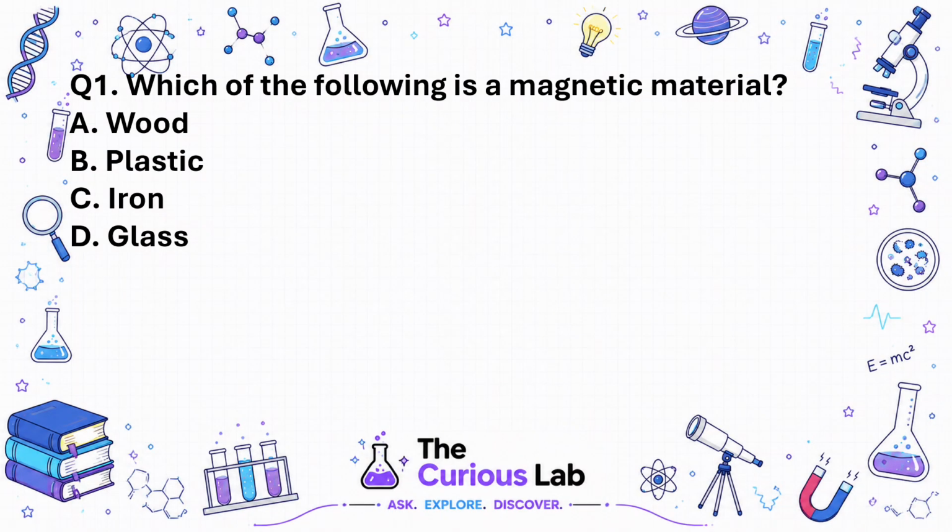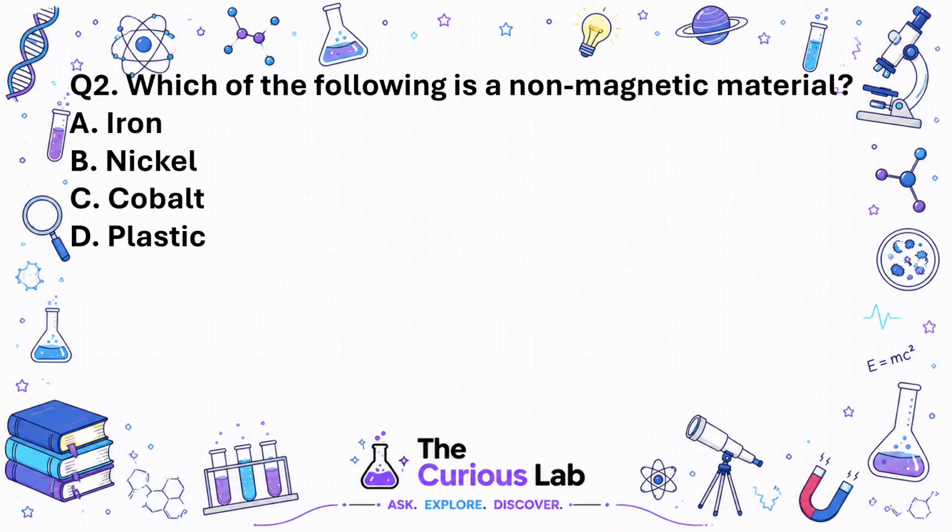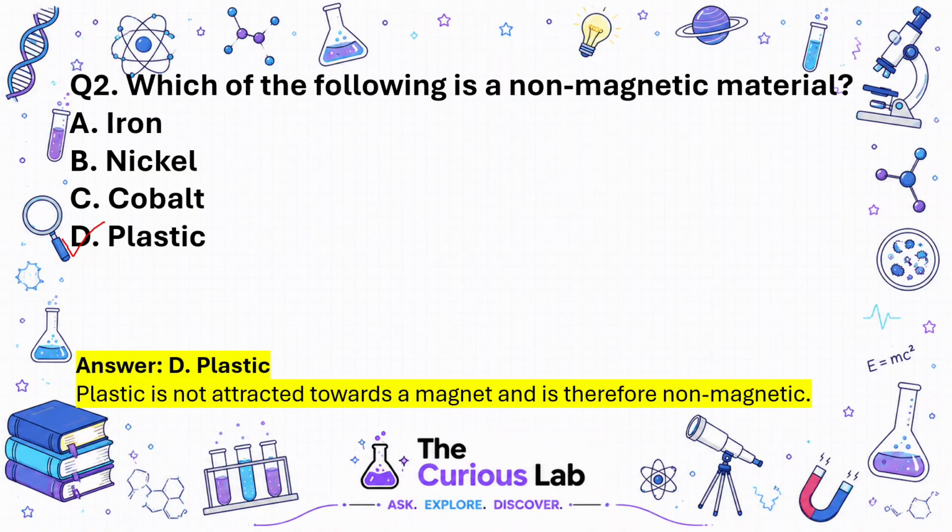Let's start. Which of the following is a magnetic material? We know magnetic materials are materials which get attracted towards a magnet. So the answer is iron. Which of the following is a non-magnetic material? We know iron, nickel and cobalt are magnetic materials. So the answer is plastic.